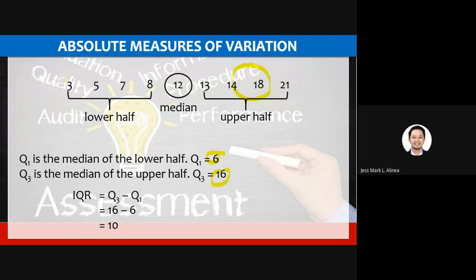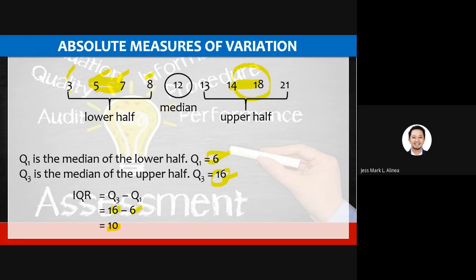So since apat itong data, ang gitna natin is 5 and 7. 5 plus 7 is 12 divided by 2 is 6. So that's your first quartile. Then, sa upper half, we have 14 and 18. 14 plus 18 divided by 2 is 16. Then you subtract 16 minus 6 is equals to 10.